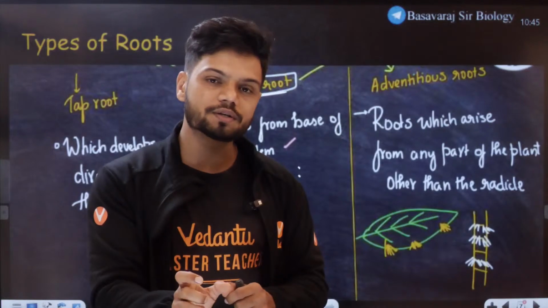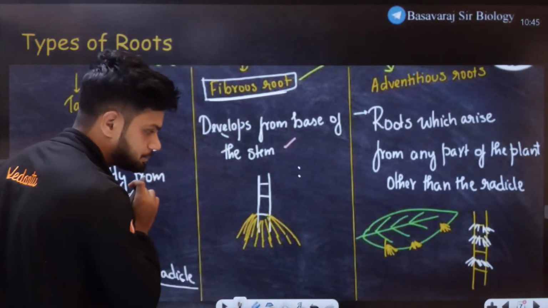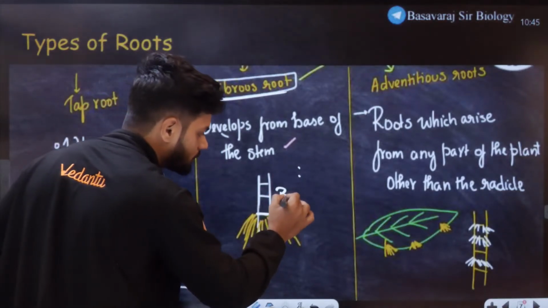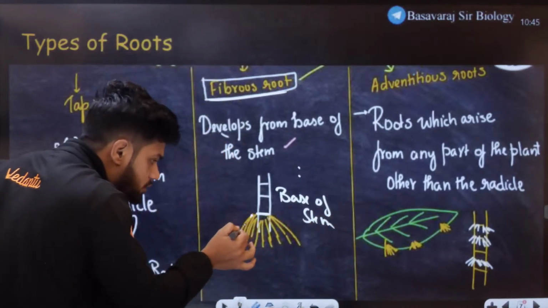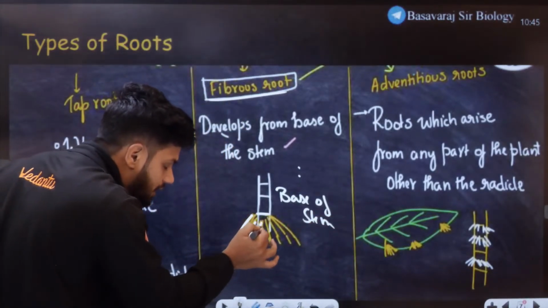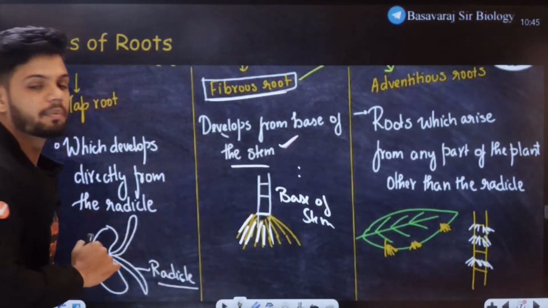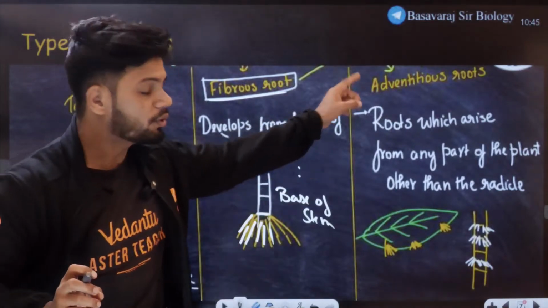The main question is, where do they arise from? If this is the entire stem, this is called the base of the stem. Roots which arise from the base of the stem are called your fibrous roots. Is that point clear to all of you? Clear. Now, what about adventitious roots?